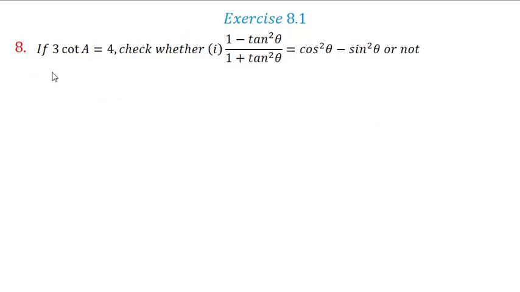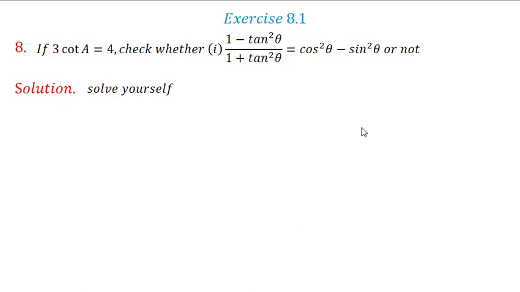Eighth problem is 3 cot A is equals to 4. We have to check whether (1 minus tan square theta) upon (1 plus tan square theta) is cos square theta minus sin square theta or not. So again 3 cot A is equals to 4. So I will say that cot A is equals to 4 upon 3. Cot A is a ratio of adjacent side upon opposite side. So adjacent side I will take 4x, opposite side I will take 3x. Then using Pythagoras theorem, first I will find hypotenuse.